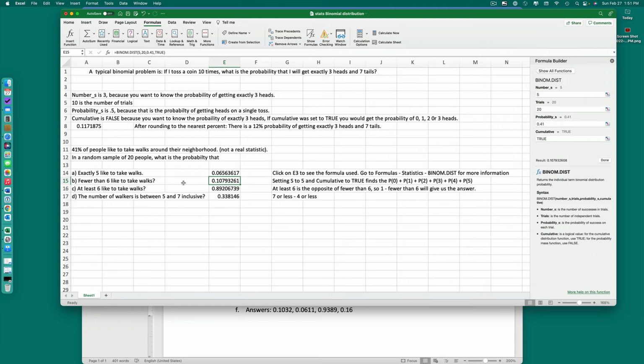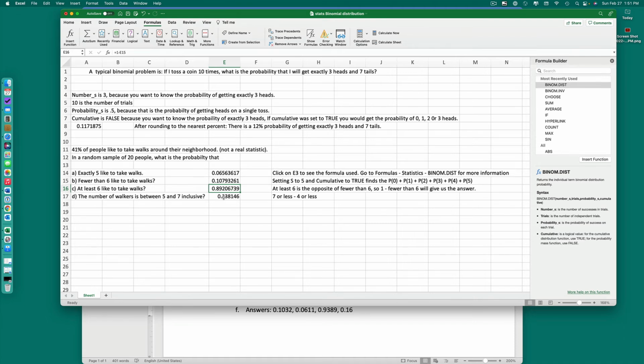All right. So in this case, we went from 6.5% to 10.8%. And that makes sense because we have more people that we added in, right? And at least 6 like to take walks. Well, at least 6 is the opposite of fewer than 6. So we can just do 1 minus the fewer than, and get our number there, because it has to be everybody else.